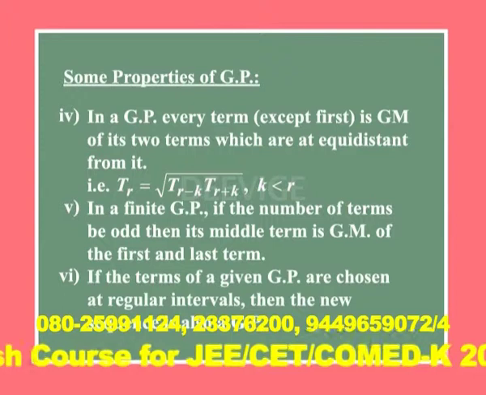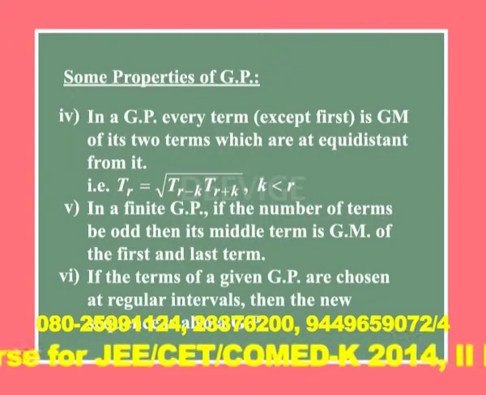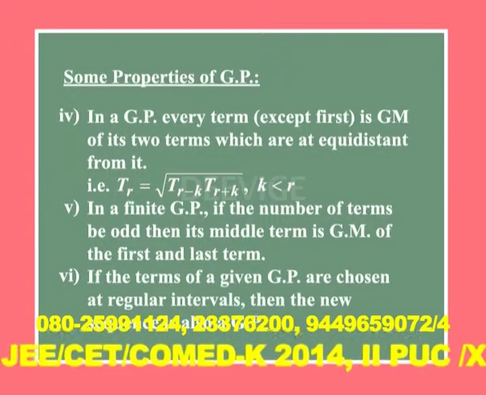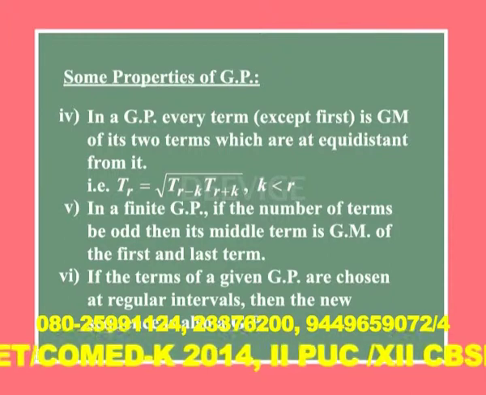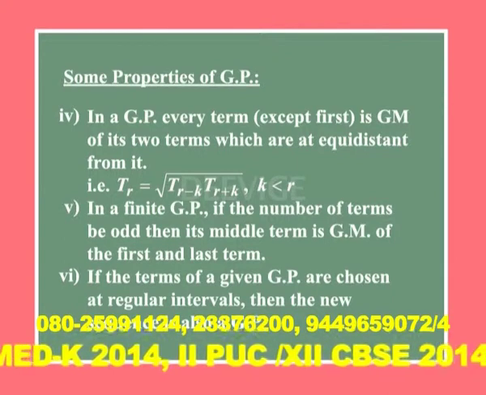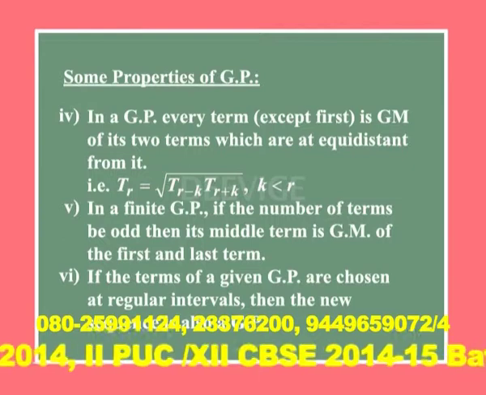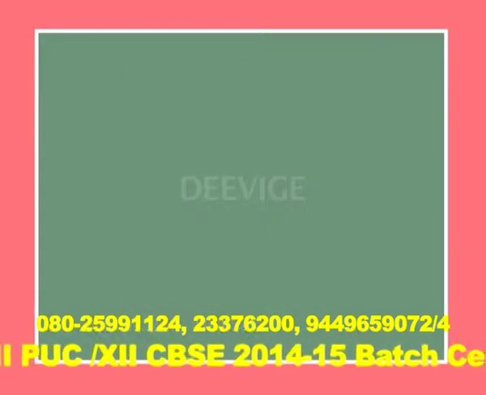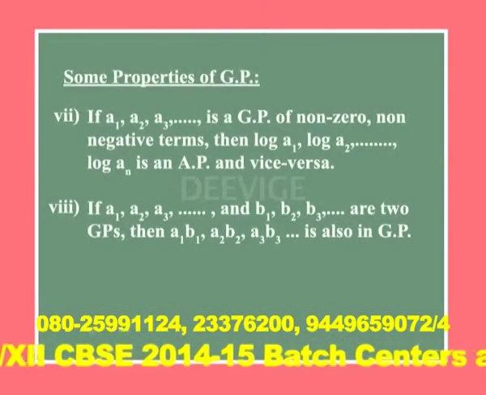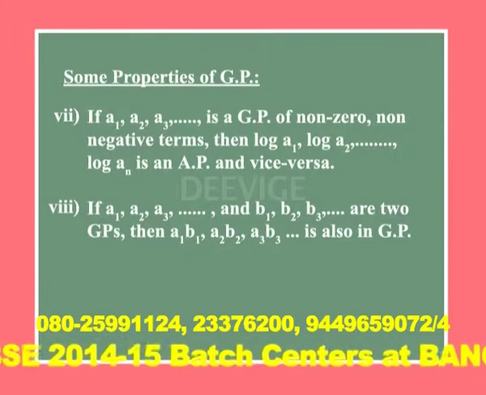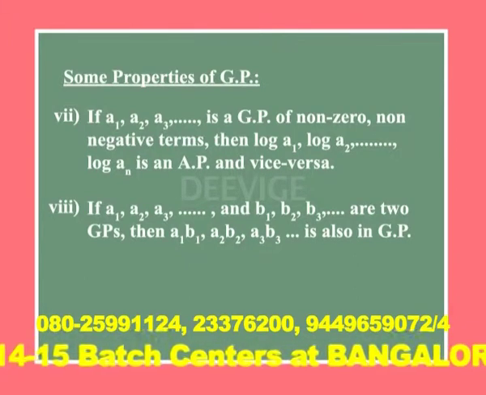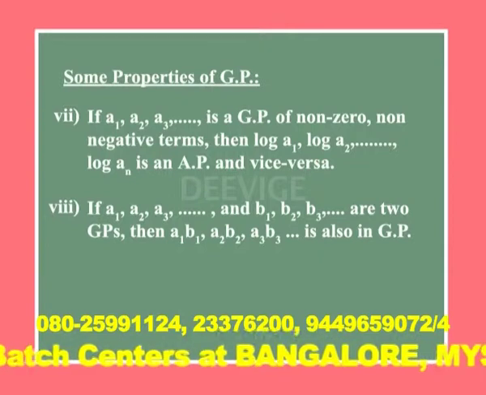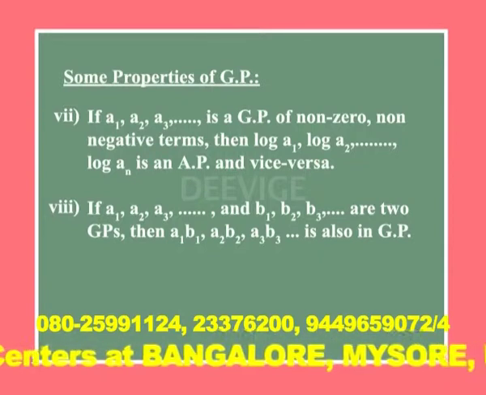If the terms of a given GP are chosen at regular intervals, then the new sequence is also a GP. If A1, A2, A3 and so on and B1, B2, B3 are two GPs, then A1, B1, A2, B2, A3, B3 is also a GP.